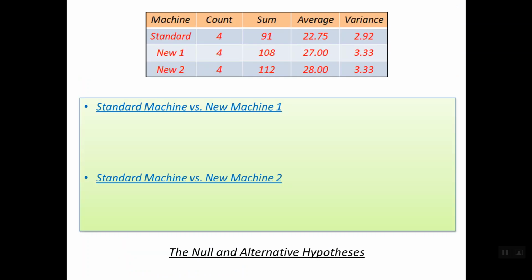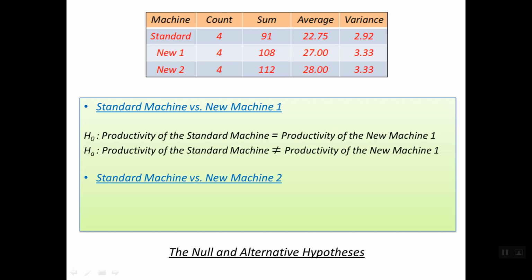So let's start solving this question. First, let's write the null and alternative hypotheses. First, we have the null and alternative hypotheses for the standard machine versus new machine 1. The null hypothesis states that the productivity of the standard machine is the same as the productivity of new machine number 1. The alternative hypothesis is that the productivity of the standard machine is not the same, or is different from, the productivity of new machine number 1.